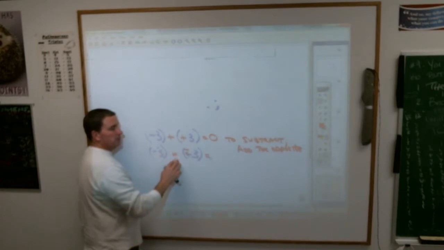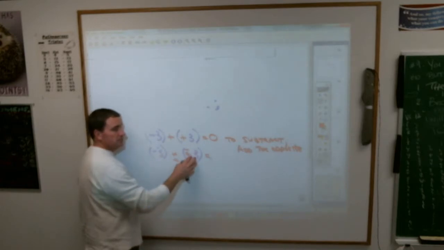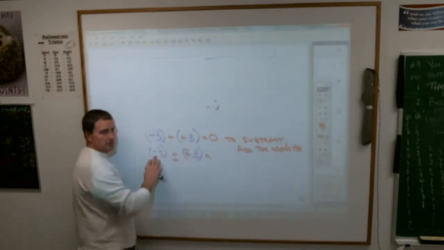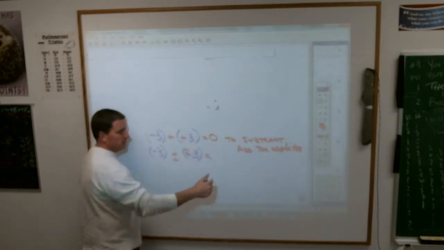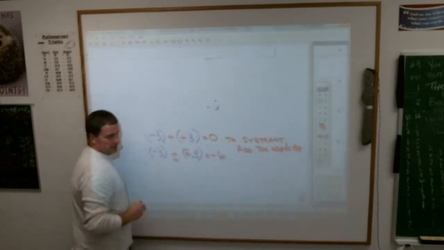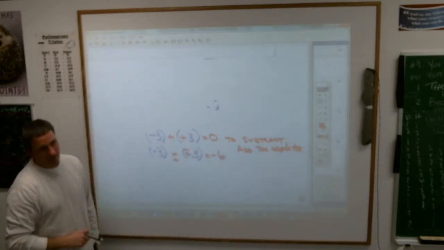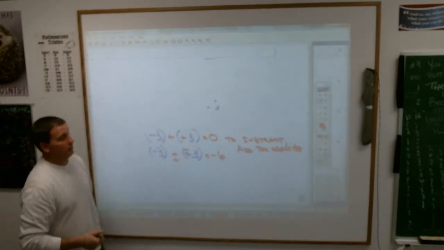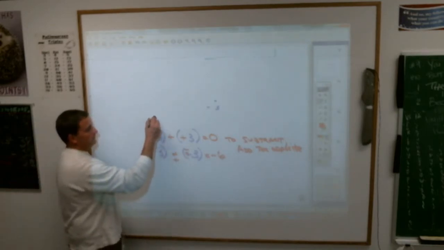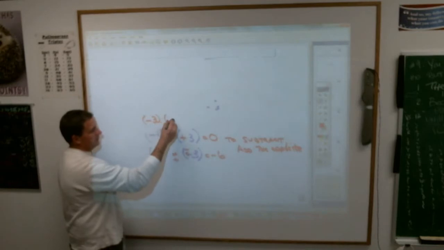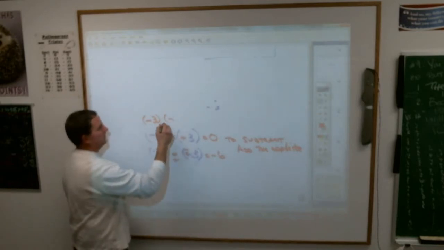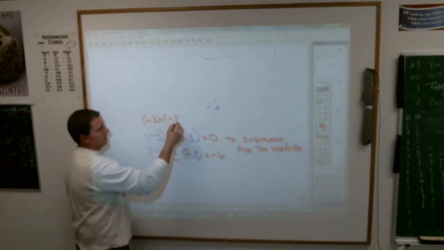What is a negative 3 plus a negative 3? Adding two negatives together gives you a bigger negative. Andrew, it's negative 6. Okay. If you want to think about it logically, let's go back to this one. What was this? This was negative 3 minus a positive 3, and negative 3 minus a negative 3.